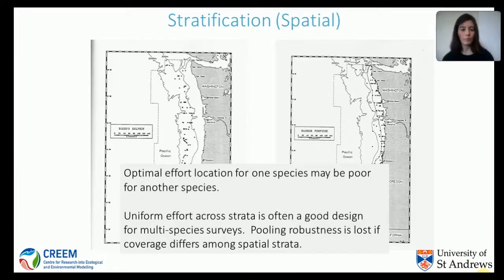Another thing to be aware of with stratified designs is that if your coverage differs among the spatial strata, you lose pooling robustness, which, as has been discussed in previous lectures, is a really useful feature of distance sampling. And in order to retain pooling robustness, you need to have uniform effort across strata. And with that, that's the end of this first survey design lecture.